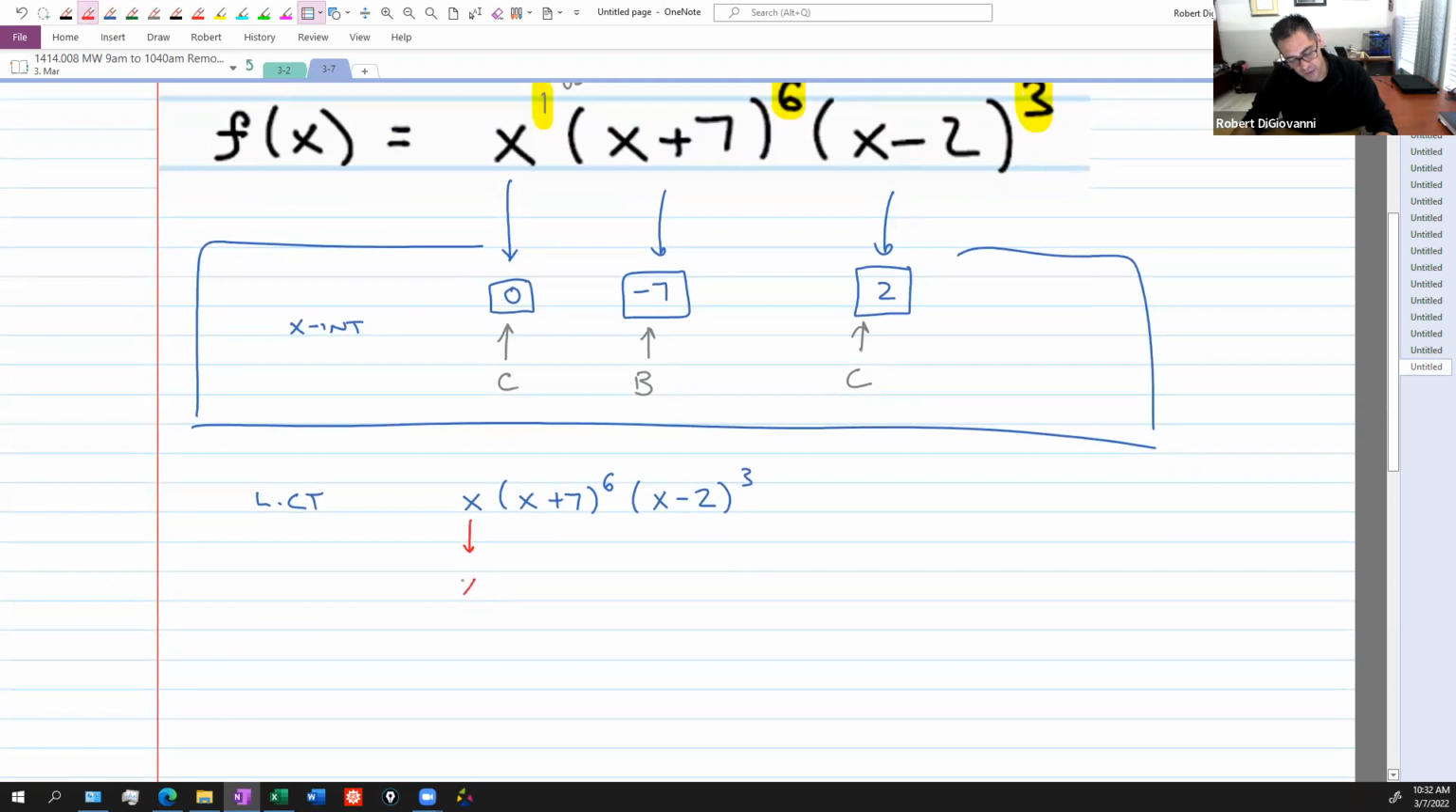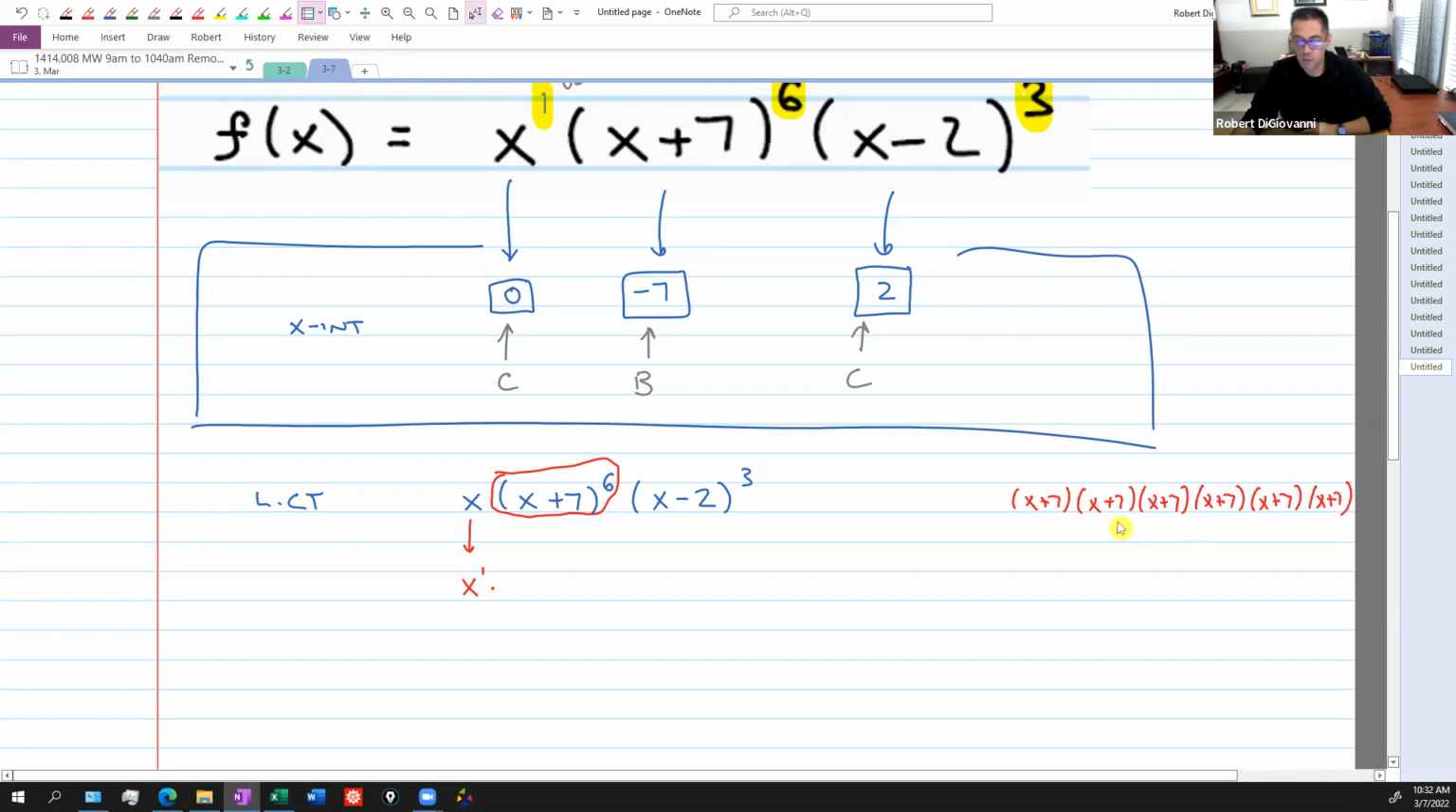x is just x to the first power. Times, now if you were to take this and multiply that out, x plus 7 times x plus 7 times x plus 7, times x plus 7 times x plus 7 times x plus 7. You would not want to do this. This would take you a long time. It would be a pain. But what would the highest power of x be if you did this? What do you think?